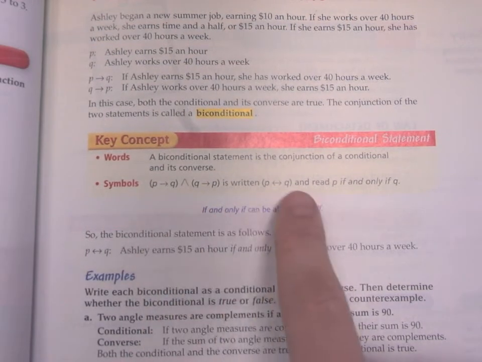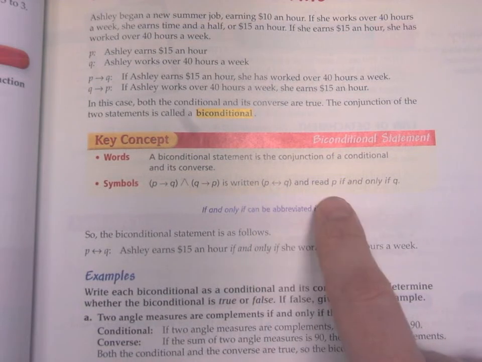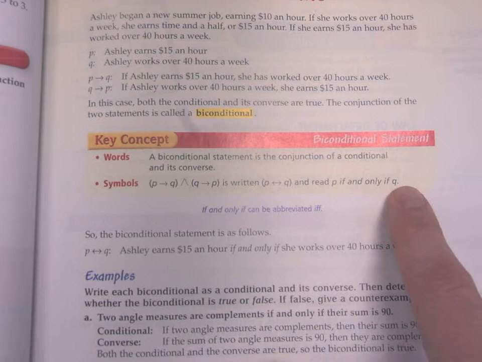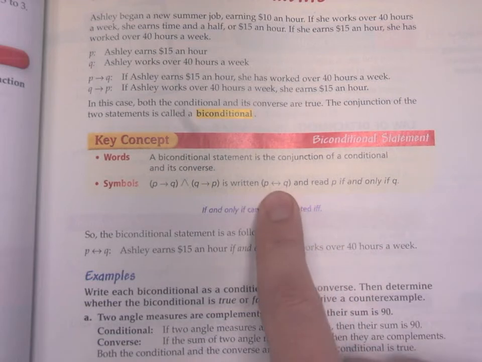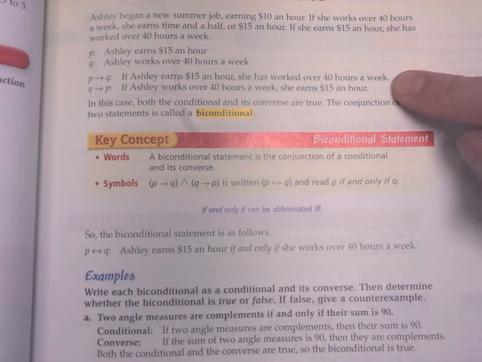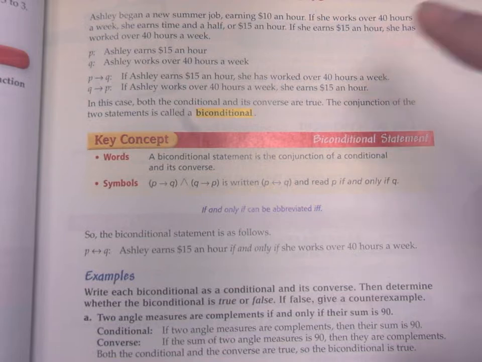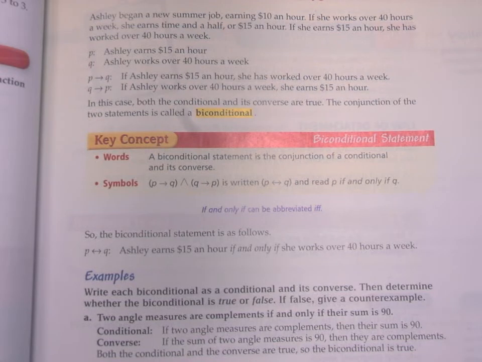This biconditional statement is read P if and only if Q. And what we know is that when we see something like that, the statement works both directions. P implies Q works, and also Q implies P works. In other words, a statement and its converse work at the same time. Again, that's not always the case, but if you have a biconditional, then it works in both directions.